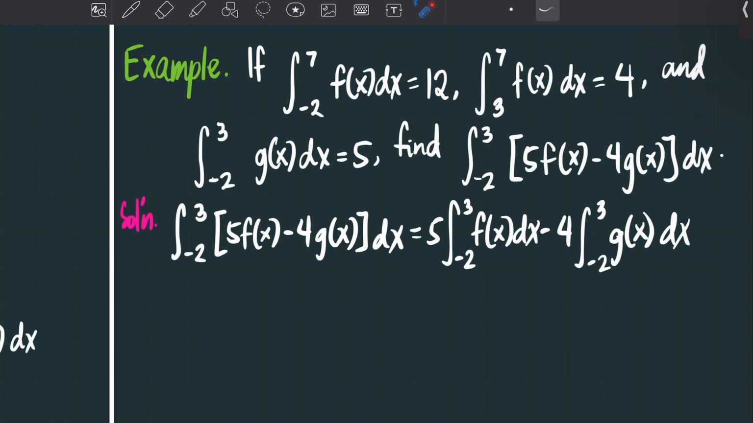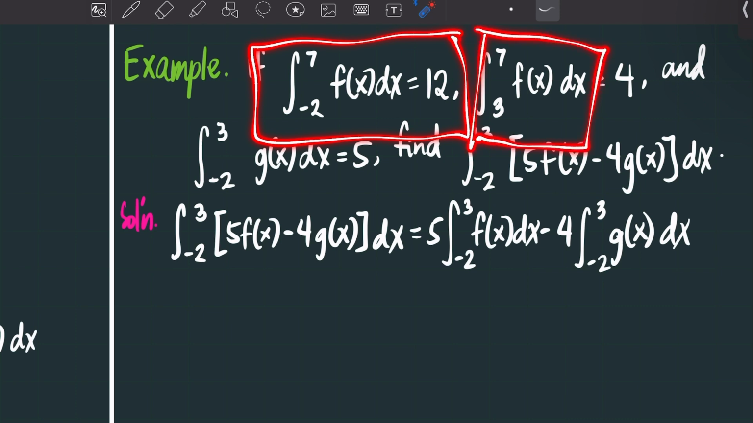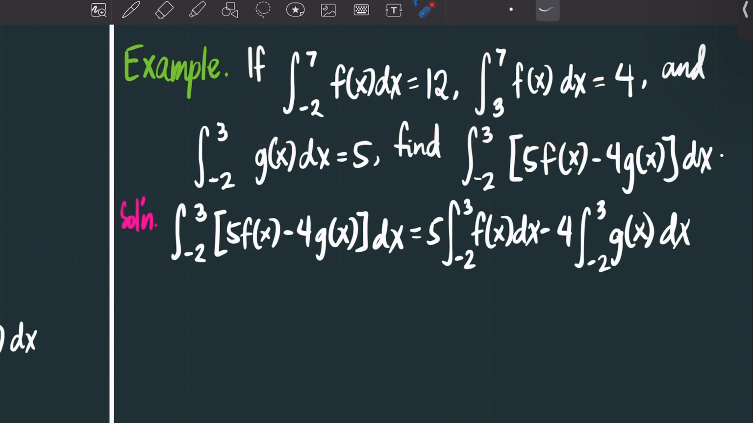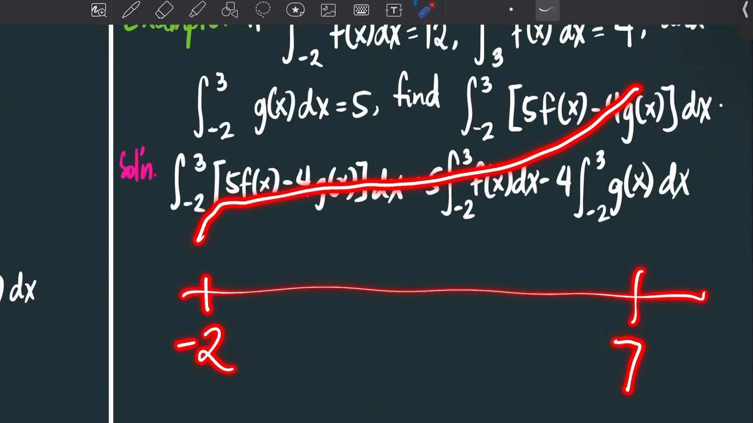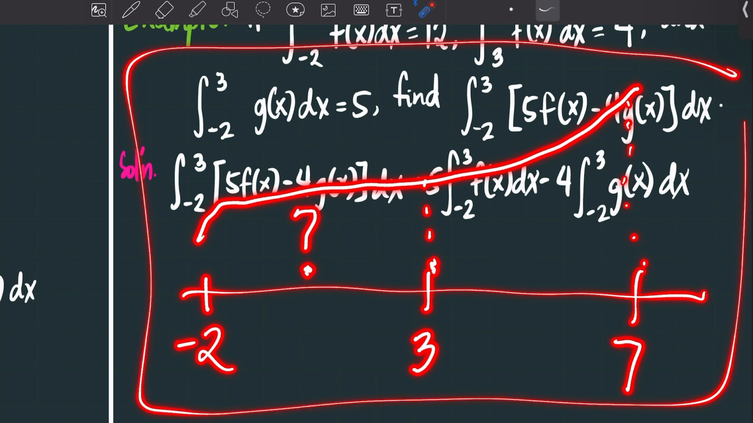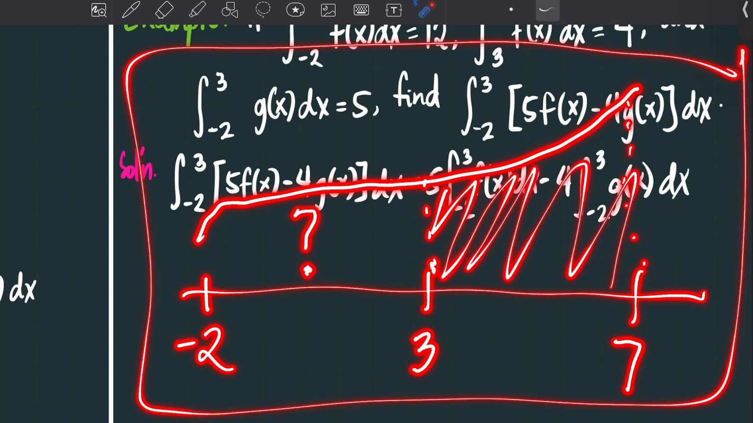So, we are given the integral of f of x from negative 2 to 7. Then we also have the integral of f of x from 3 to 7. So, let's try and visualize what is happening here. From negative 2 to 7, this is f. Then 3 is somewhere between negative 2 and 7. The area we want is the area from negative 2 to 3. So, what we do is take the area of the whole thing, then remove this area.